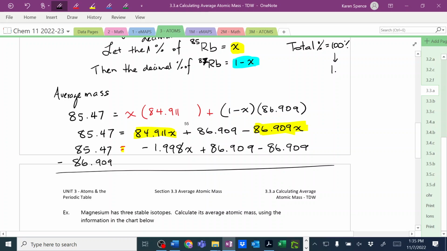And I get, these two guys go away, right? 85.47 minus 86.909 equals 1.439. 2 decimal places because I got my uncertain digit here. So I've only got 3 sig figs now. Oh, sig figs are like another dimension to this, right? Equals negative 1.998x.